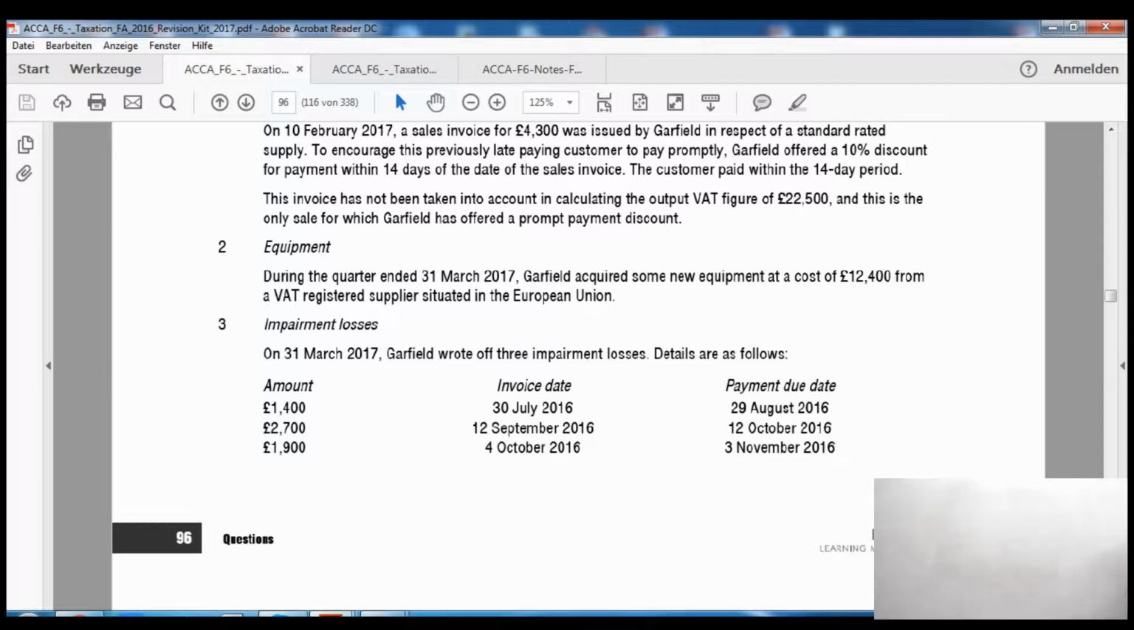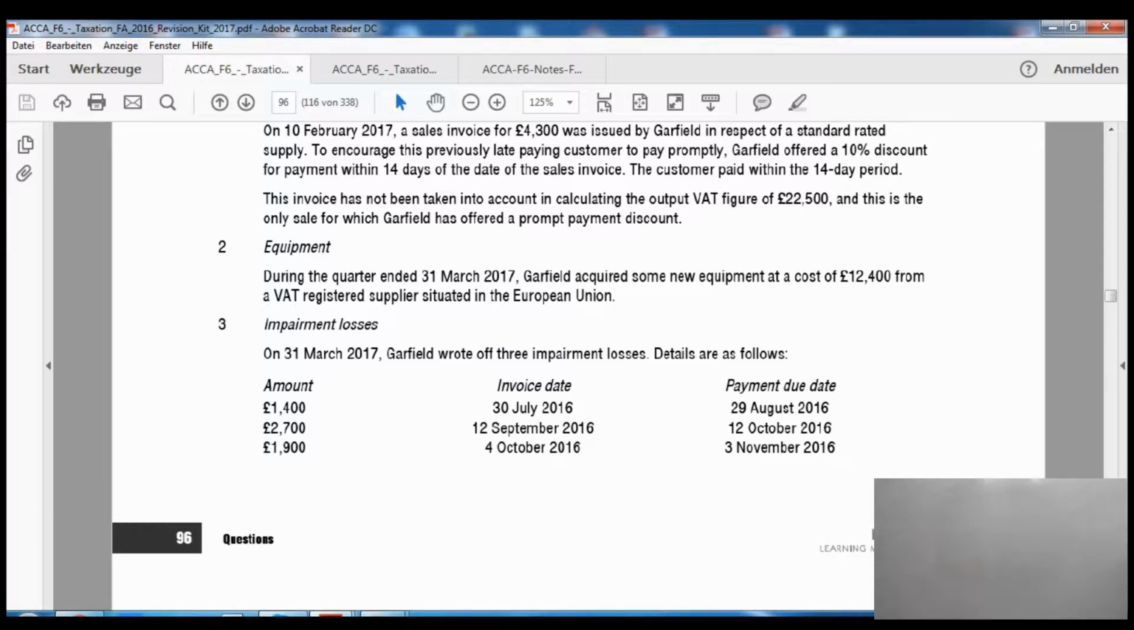So what is the date? A quarter is ending on 31st of March 2017. So first payment is on 29th of August 2017. So August, September, October, November, December, January, February, March. So it's been 7 months. So yes, this amount, £1,400, this can be recovered from HMRC, right? So this amount can be recovered from HMRC.